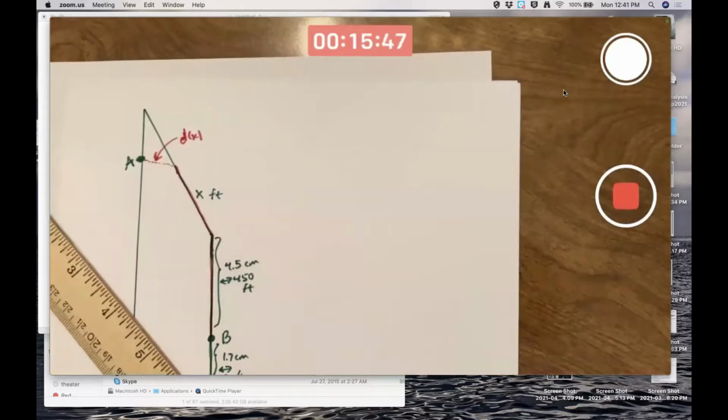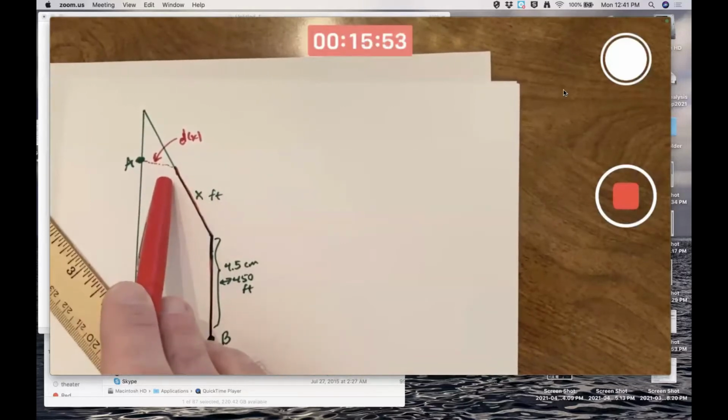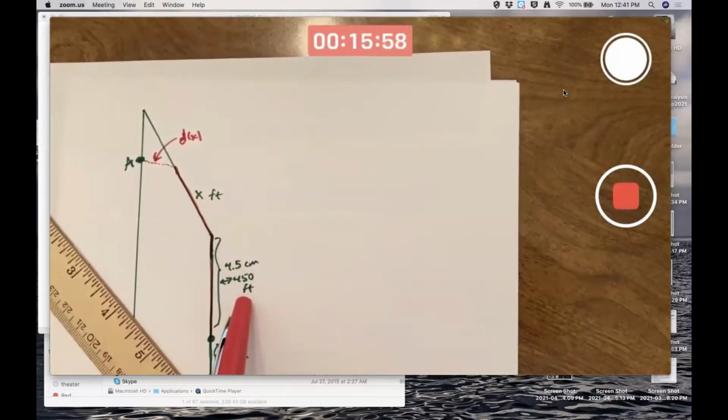I need a formula for d of x, and this would be the thing that I would multiply by the 4.7, right? Because that's the cost in dollars per foot of going through the wetlands. And the sum of these two, x and 450, would get multiplied by 2.7, which is the cost per foot of going on the dry land. How in the world am I going to figure out d of x?